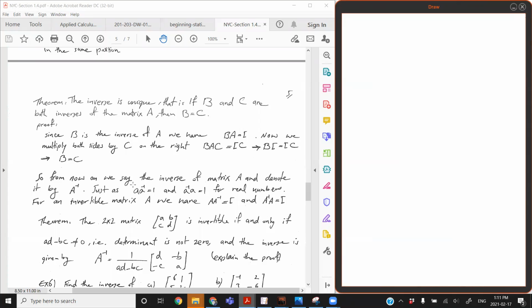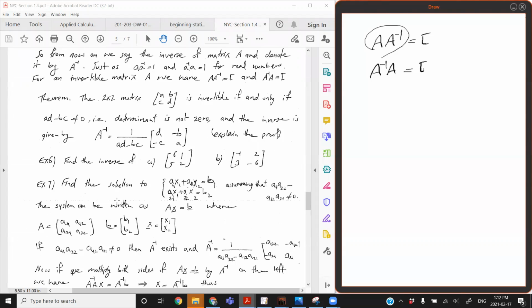So from now on, we say the inverse of a matrix A, and we denote that by A inverse. Just as A times A to the -1 is 1, and A to the -1 times A is 1 for real numbers, for the inverse matrix A, we will have A times A inverse is the identity matrix, and A inverse times A is also the identity matrix. So whenever you see this, you can just simplify that to I. Any questions?